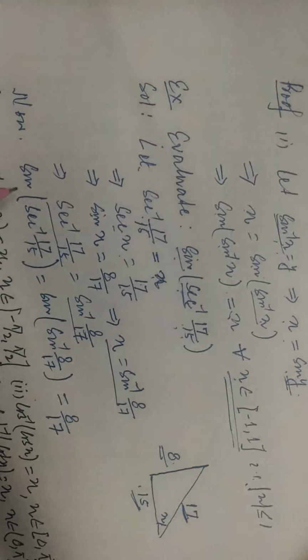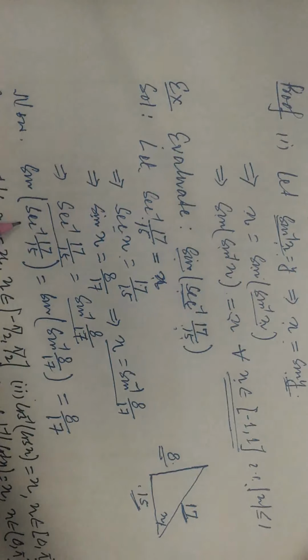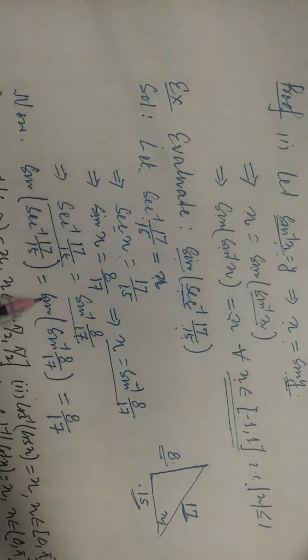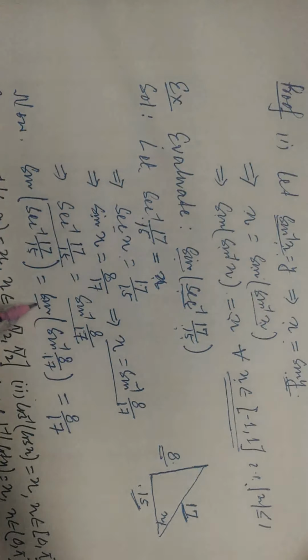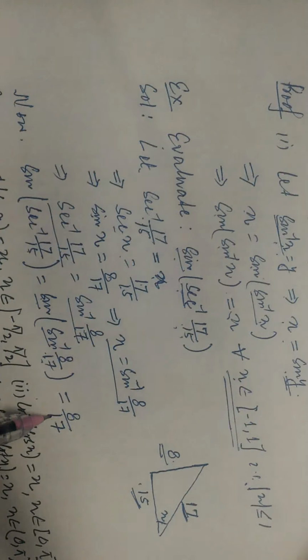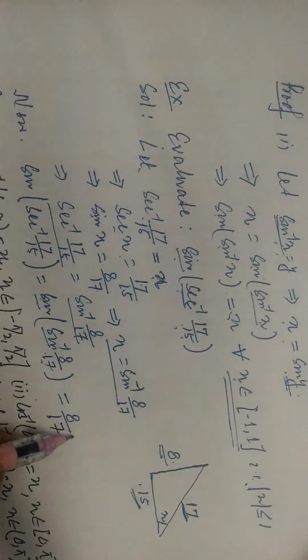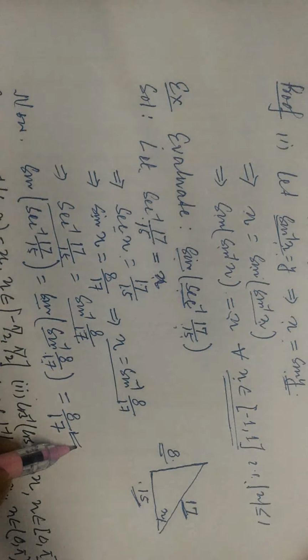Now we'll evaluate. Sine of sec inverse 17 by 15 can be written as sine of sine inverse 8 by 17. Now you just see that 8 by 17 is in between minus 1 to 1. So as per the property, we can write sine of sine inverse x as x if x is from minus 1 to 1. So you have got the answer as 8 by 17.